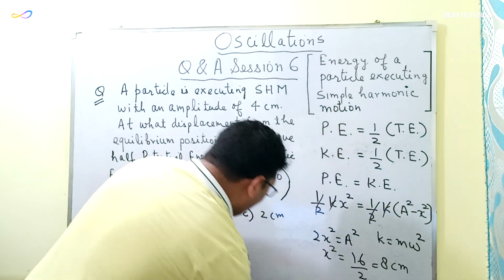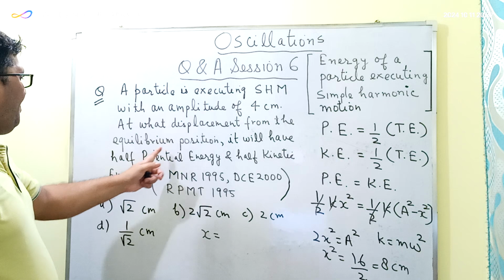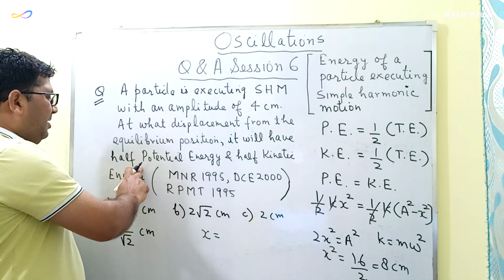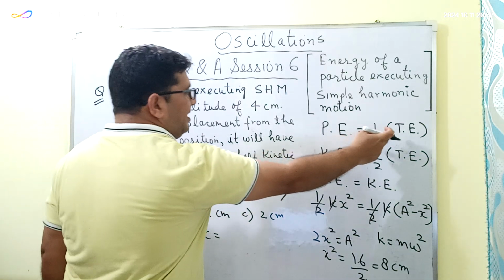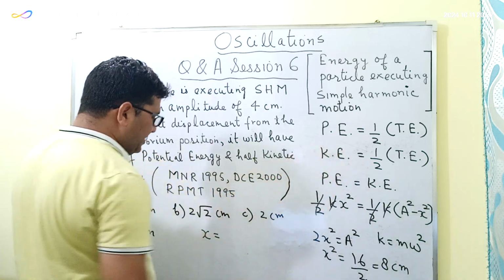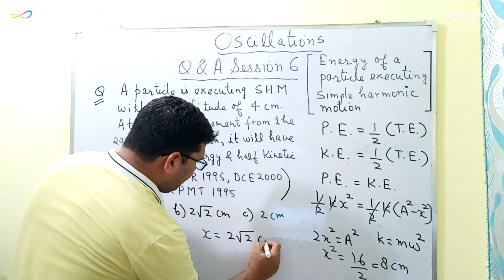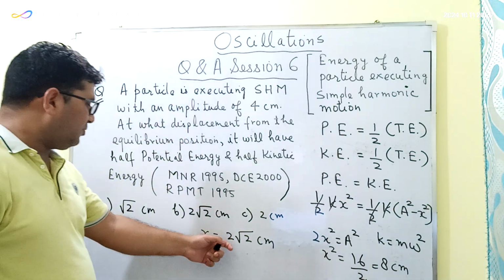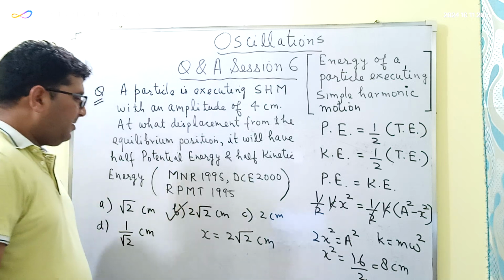Or simply we can say that the displacement of the particle from the equilibrium position, where the potential energy will be half of the total energy and the kinetic energy will be half the total energy, will be equal to 2 root 2 centimeter, because under root x square is equal to under root 8, which will be equal to 2 root 2 centimeter. So the correct option here is B.